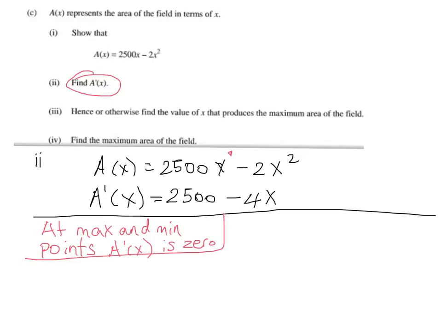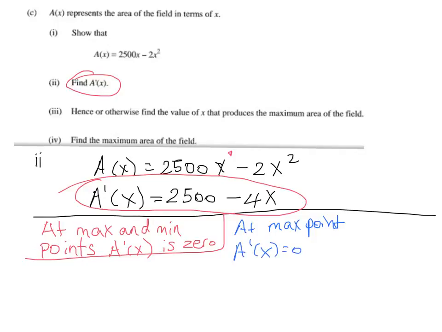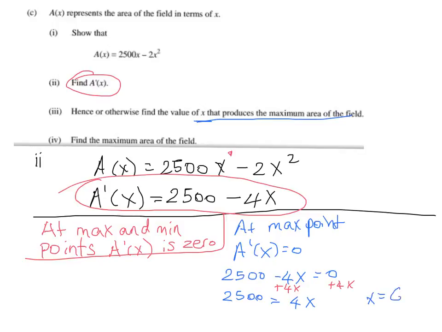So we know that our A prime of x expression is here. And we know that at the max point, A prime of x is 0, which means that 2500 minus 4x is equal to 0 at our max and min point. So now we can figure out what value of x produces the maximum area of the field by solving this simple equation. So let's do it. We can bring our 4x over, and we get that 2500 is equal to 4x. Then we can divide both sides by 4 to isolate our x, and we get that x is equal to 625.